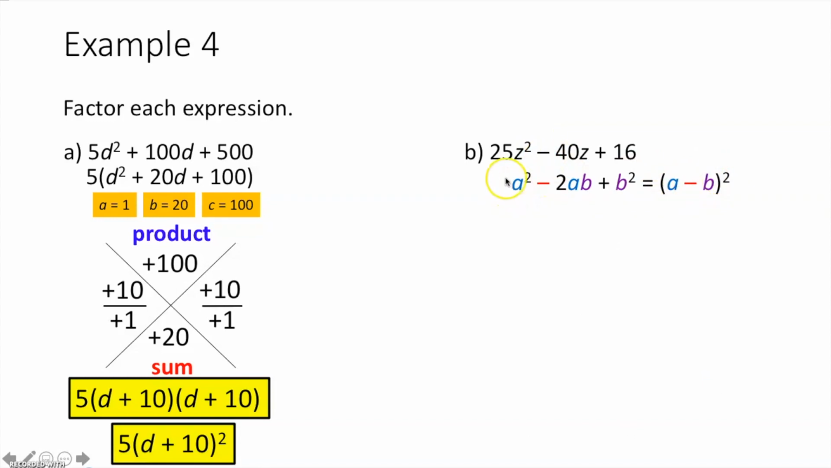What did we say our a value was? Well, the square root of 25z squared is going to be 5z. The square root of 16 is going to be 4. So that's our b value. So then we take 5z, plug it in for a, take 4, plug it in for b. Look at that. Done.